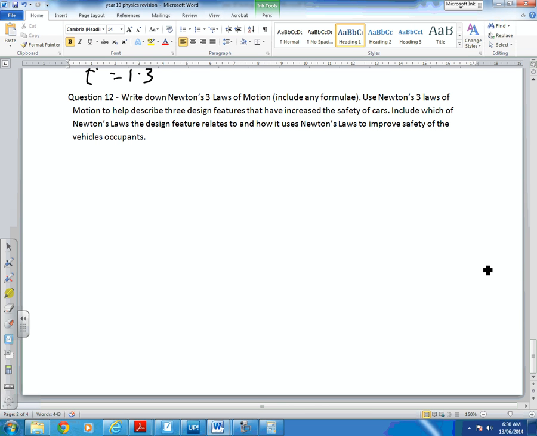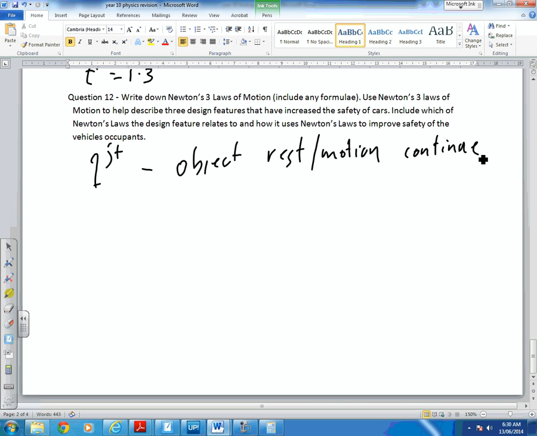So write down Newton's 3 laws of motion, including any formula and so forth. So Newton's first law. Object, rest, motion, continue. Rest, motion, unless unbalanced force. My expectation is that you'd write that out as two separate sentences. An object at rest will stay at rest unless an unbalanced force. An object in motion will continue in motion unless an unbalanced force.